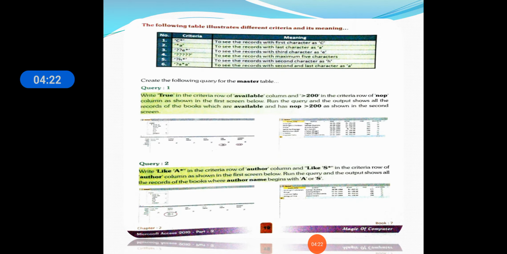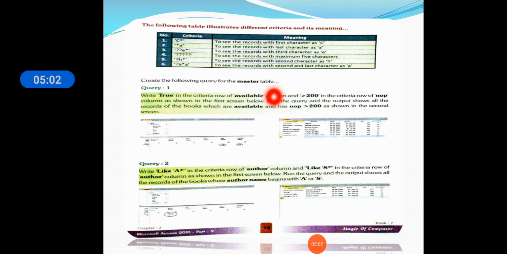The following table illustrates different criteria and their meaning. So this is the table given here. These are the criteria. When you give these criteria, it will show in this form. First character as C, last character as E, third character as E. As explained in the previous page, it is the same. If you want to show the records with maximum 5 characters, it will display second character as H and second and last character as E. So it will represent like this.